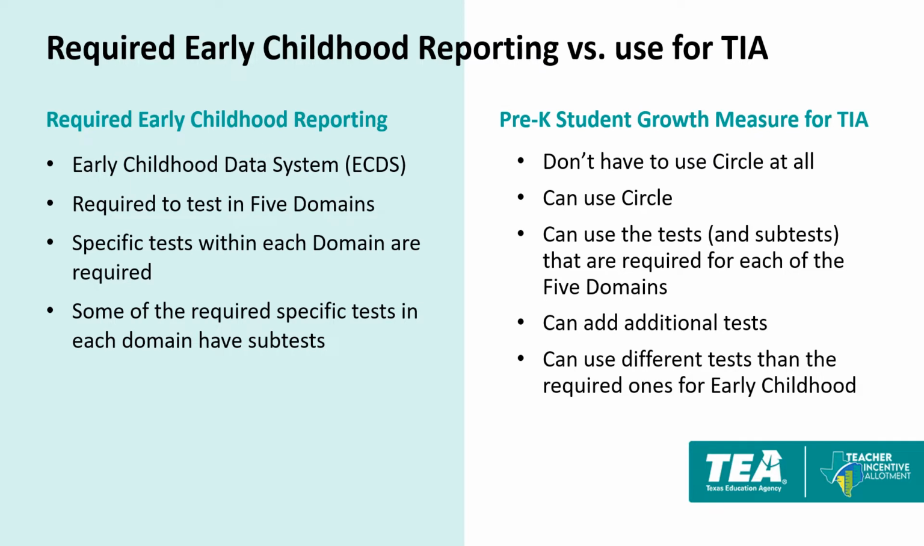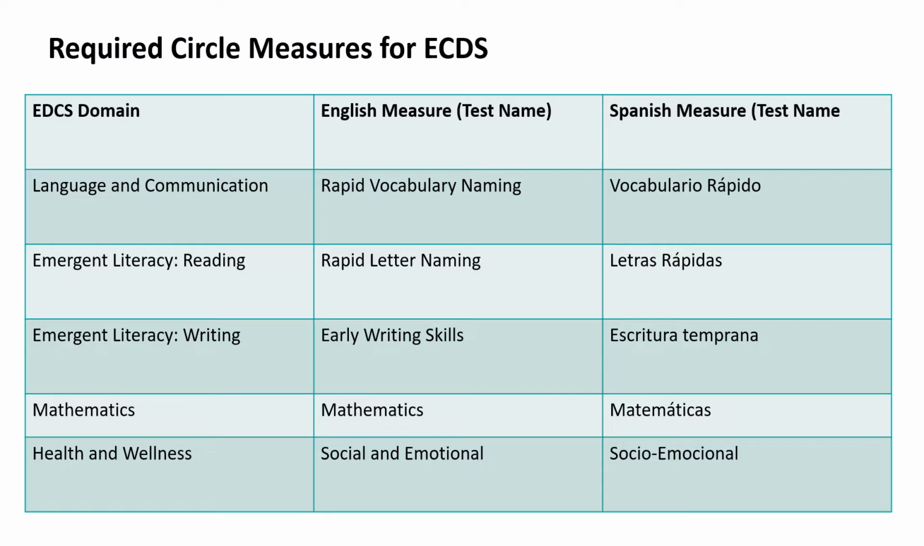Measuring student growth in pre-K for purposes of TIA, however, does not necessarily require the use of the measure for the required ECDS reporting. Districts have choices. They don't have to use Circle at all. They can use the required reporting test and the subtests. They can use additional tests beyond the required tests in the 5 domains, or they could use a different test entirely, or they could use a completely different growth measure and not use a test at all.